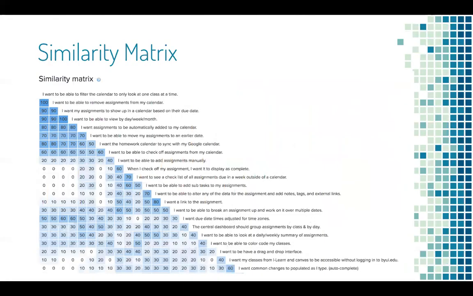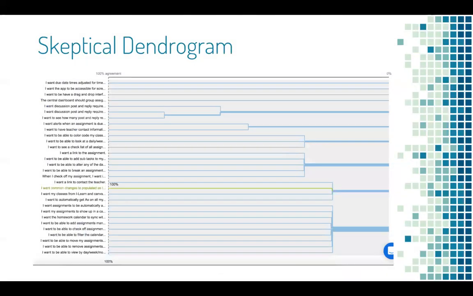One of the other interesting things about Optimal Workshop is that it has some built-in data analysis features, and one of those is the similarity matrix. It shows how aligned users are in the way they categorize the cards. You can see in this matrix that only one card had 100% of users place it in the same category.